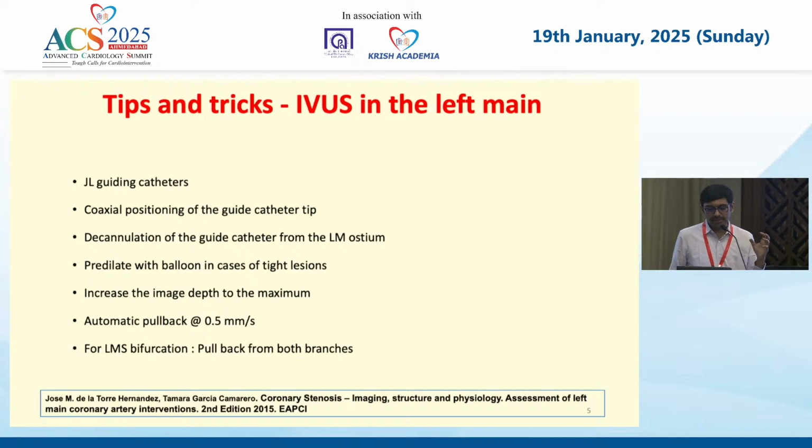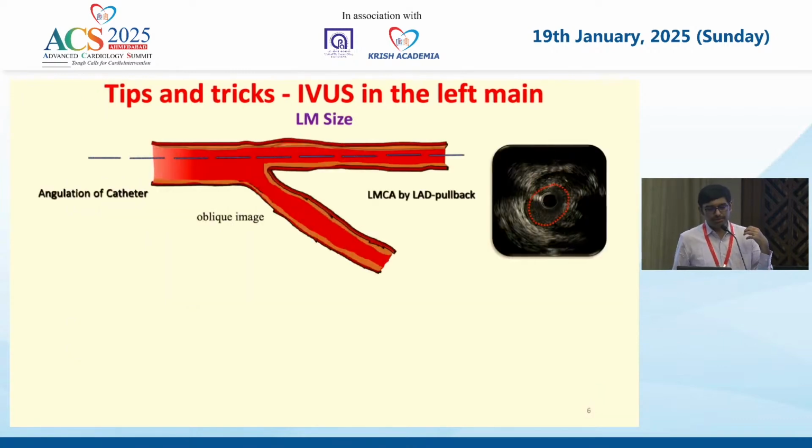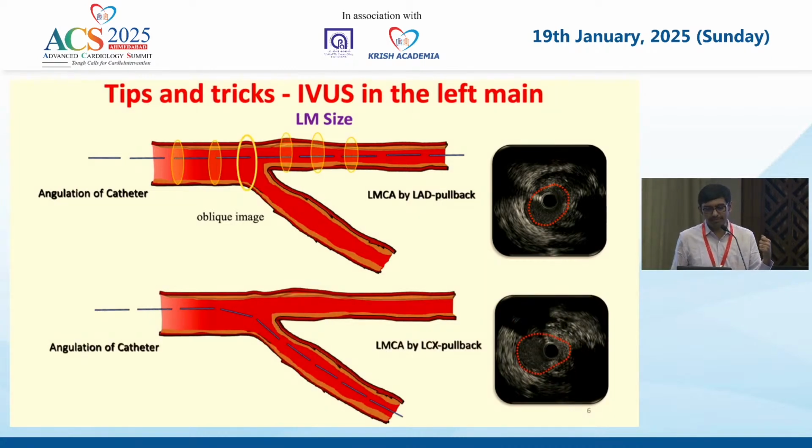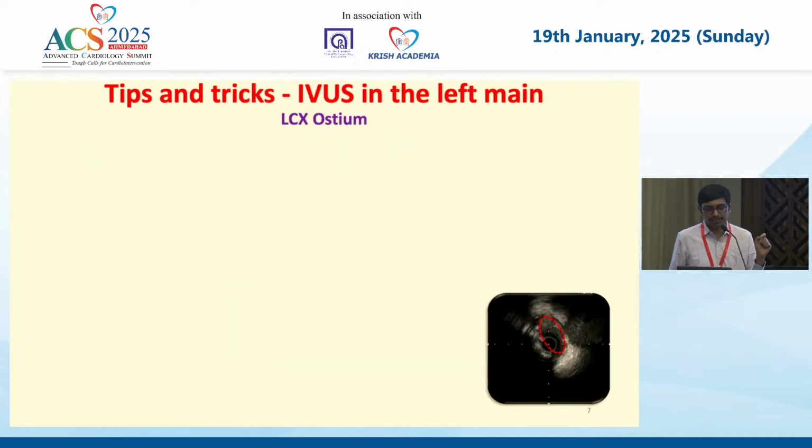Always do an automatic pullback, because sometimes in left main the length matters, and accurate estimation of length matters. For bifurcations, it is good practice to do pullback from both the branches. And how do you size your left main? The sizing should always be done from the pullback in the most coaxial branch. More often it is from the LAD, to avoid oblique imaging. Whenever you do it from the angulated branch, the image you create is an oblique image that results in overestimation of your left main size. So it is important to do your left main sizing from the most coaxial branch.